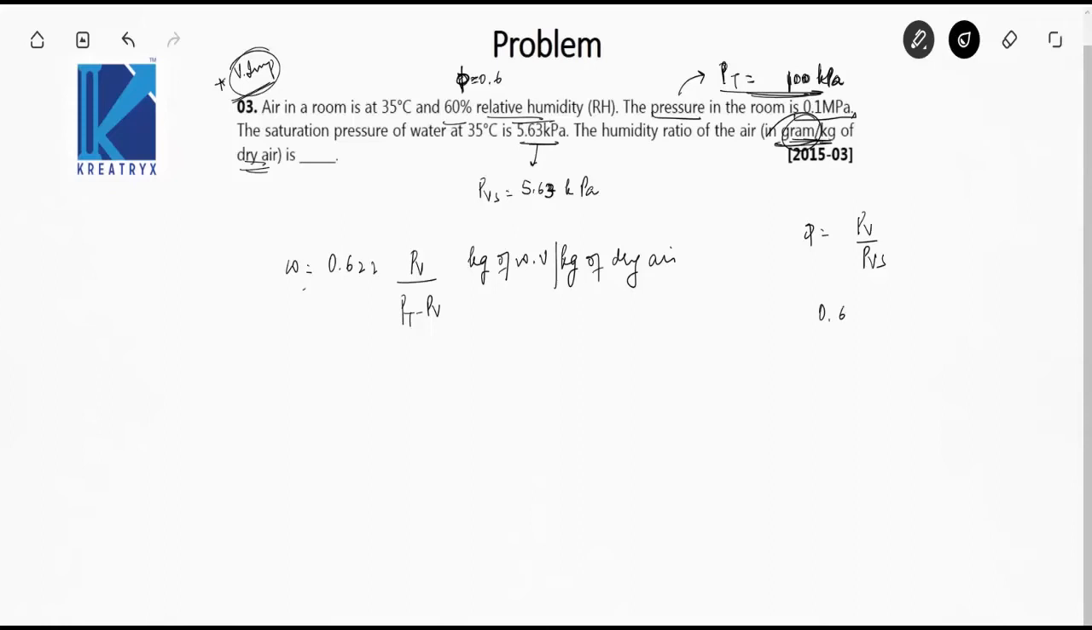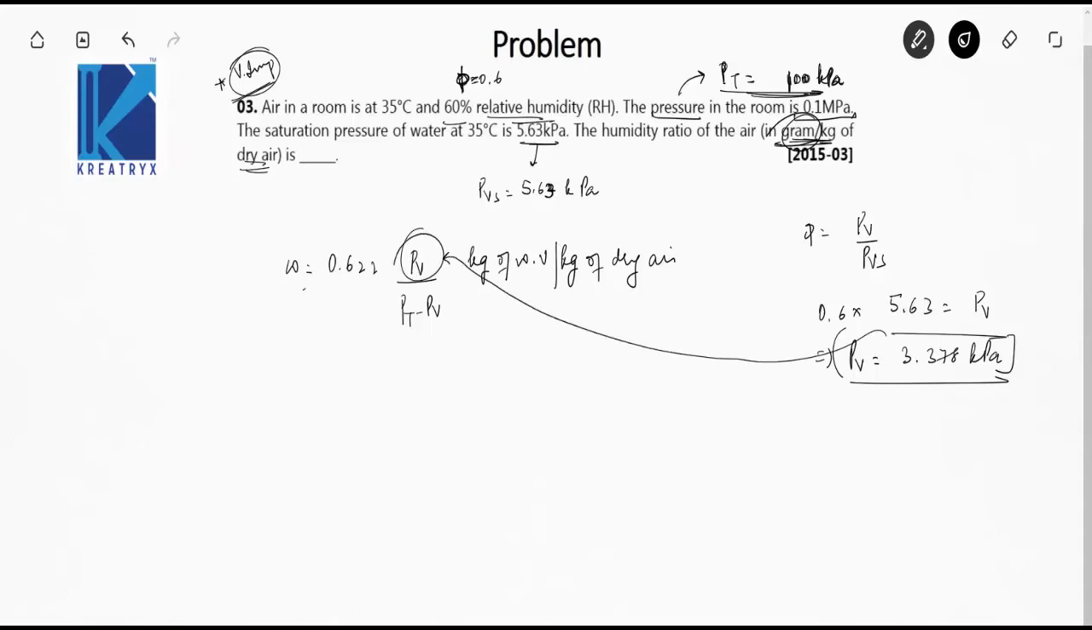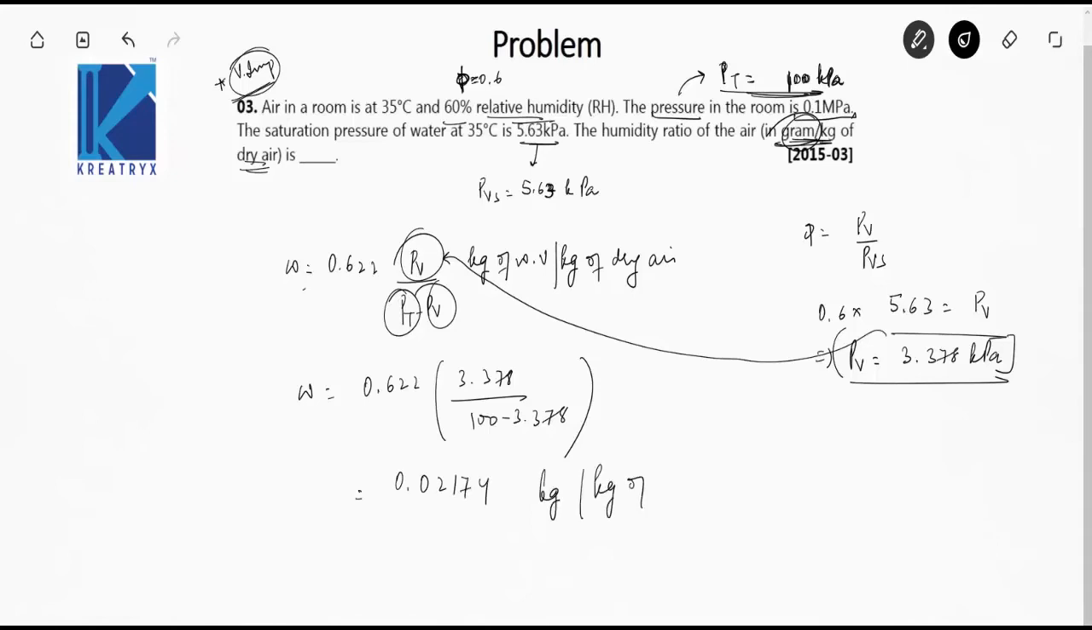So phi 0.6 into PVS, which is 5.63 kilopascal, will give me PV equal to, I guess, 3.378 kilopascal. Put this value of PV here, and PT we know, which is 100 kilopascal. So omega is 0.622 times 3.378 upon 100 minus 3.378 kilogram of water vapor per kilogram of dry air. Solve it, and this will be 0.02174 kilogram per kilogram of dry air.